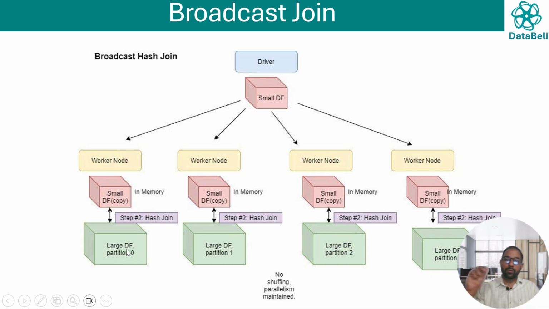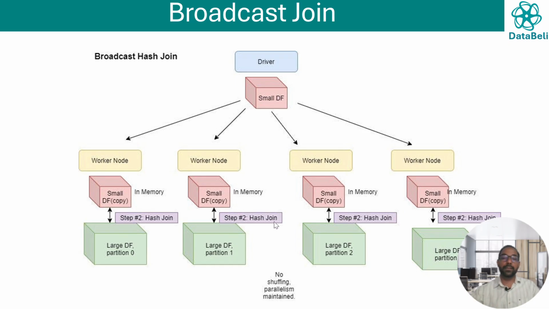Because there is no data movement across workers, there will be no shuffling of data, and that is why it is very fast. There is no shuffling and still it is working in a parallel way, because the large data frame or table is still divided into partitions. But there is a limit on how much we can use for broadcasting. By default it is 10 MB. We can increase it and we will see all those coding options in more detail.